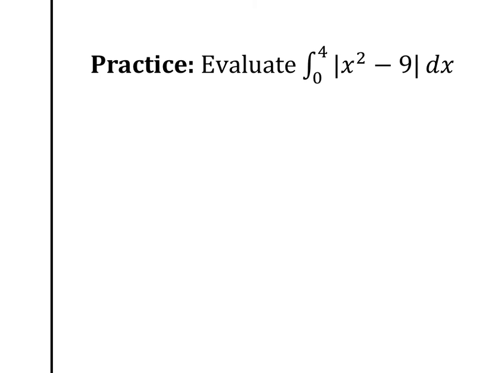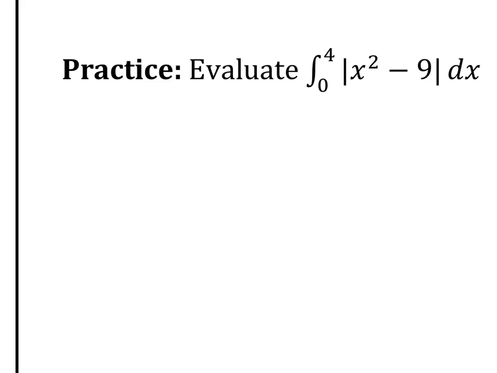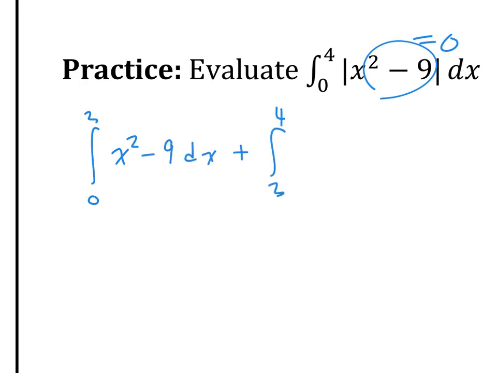Okay, where does this graph flip over? 3. Because that's when this is equal to 0. There's another number that flips over, right? Negative 3, but it's not within the interval, so we don't care about that. So 0 to 3, x squared minus 9 dx, plus 3 to 4, x squared minus 9 dx. And I'm going to just make everything positive. Any question on this one? This is very important.